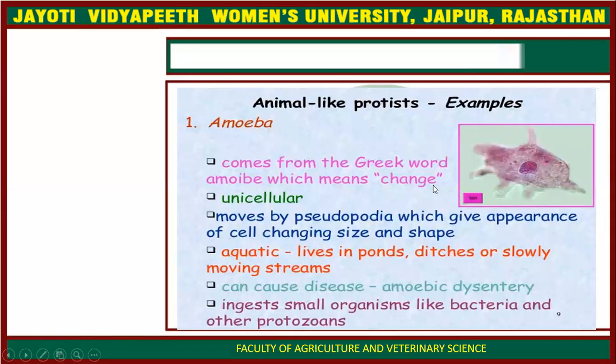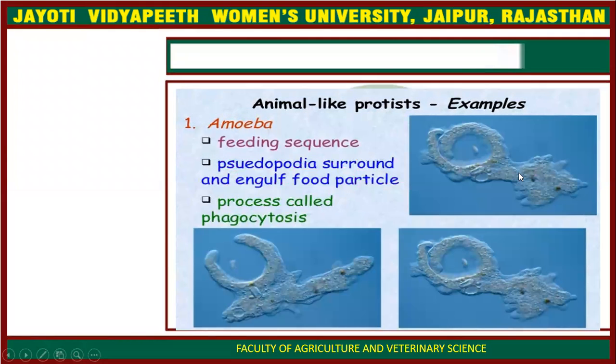So what are the organisms under the animal-like protists? The first one is amoeba. Amoeba is a word which comes from the Greek word amoibe. They are unicellular. They move by pseudopodia. They are aquatic in nature and they can cause diseases like amoebic dysentery. They ingest small organisms like bacteria and other protozoans. So they are animal-like organisms.